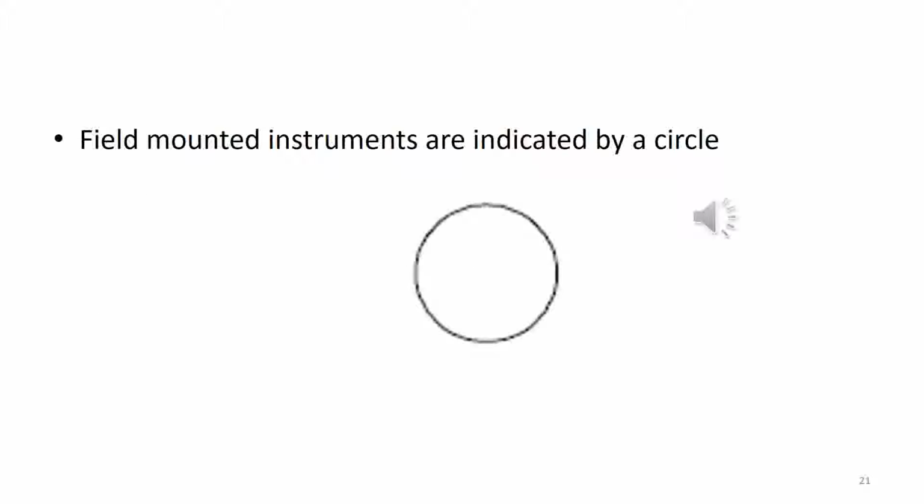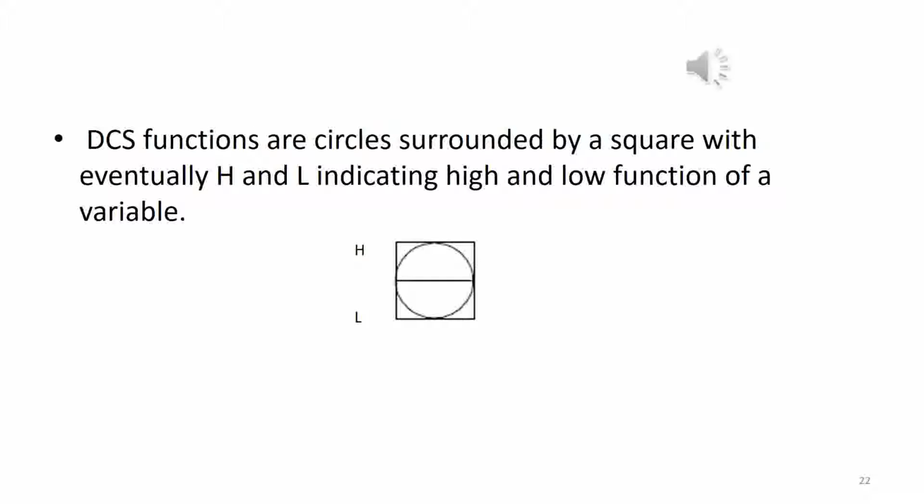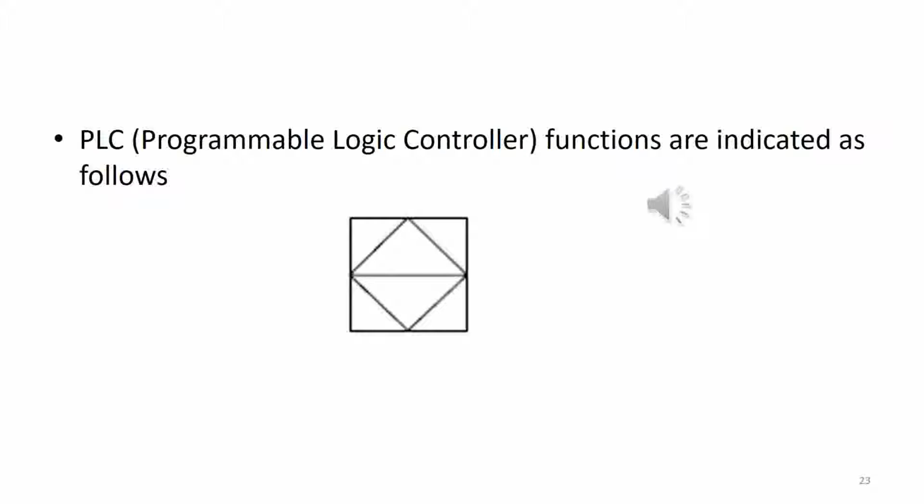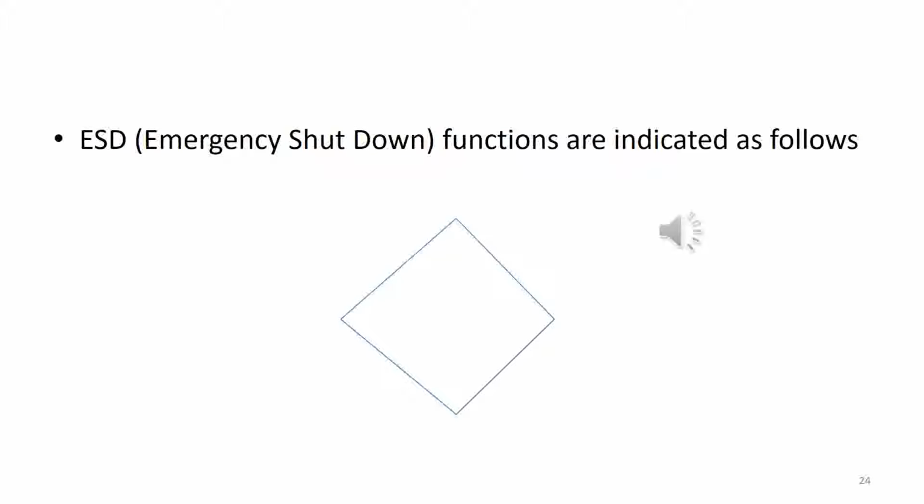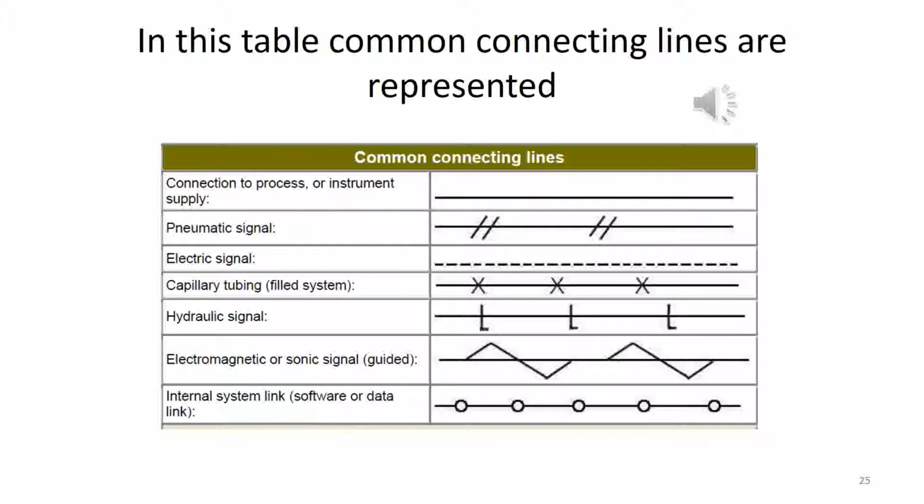Field mounted instruments are indicated by a circle. DCS functions are circles surrounded by a square with eventually H and L indicating high and low function of a variable. PLC programmable logic controller functions are indicated as follows. ESD emergency shutdown functions are indicated as follows. In this table, common connecting lines are represented.